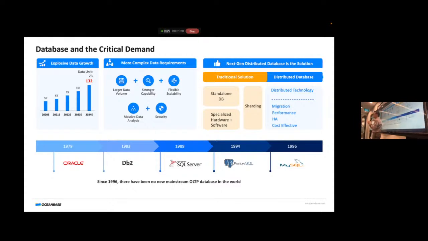But this chart is from before the emergence of generative AI. When we came up with this study, it was way before ChatGPT came on. If you look at the trajectory of data coming in, it's going to go beyond this number, right? That brings additional challenges for complex data requirements, because you've got larger data volume, stronger capability requirements, and higher transactional volume. Another thing is that you also want to do more and more data analysis.